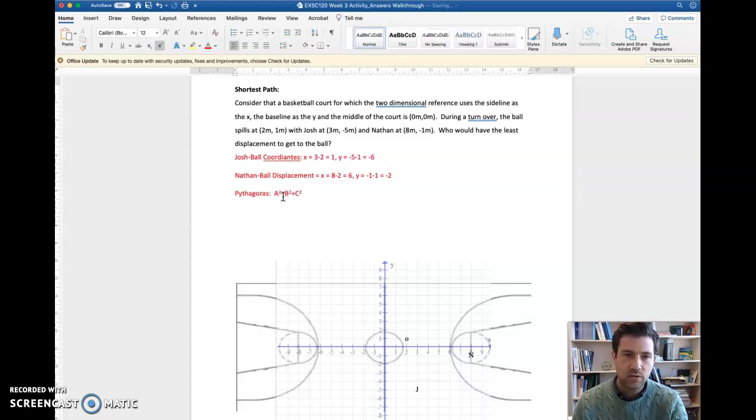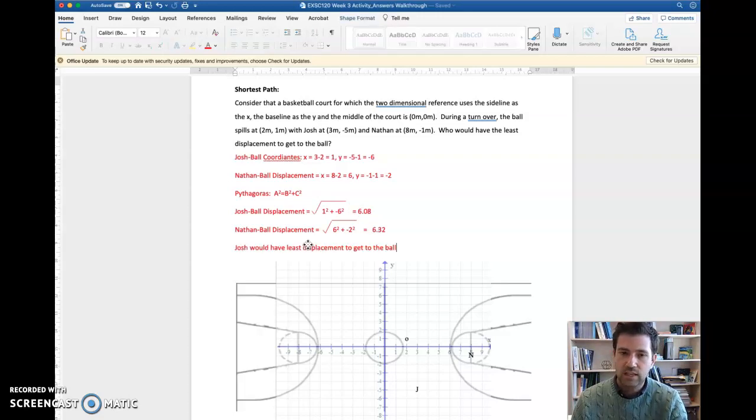So here's Pythagoras' theorem: a squared plus b squared equals c squared, and then use that on Josh's displacement. So 6.08 is Josh's. Nathan's comes out as 6.32. It's pretty close, but Josh is of course a little bit closer. You might have picked that from the coordinate system there.